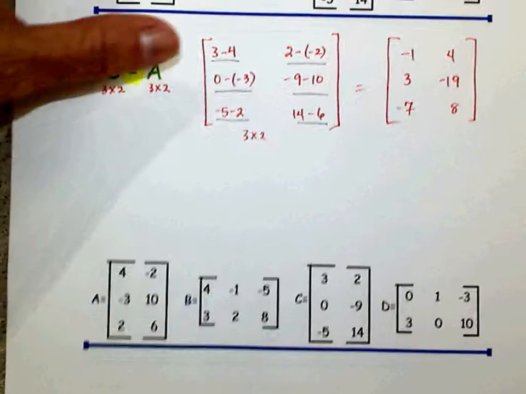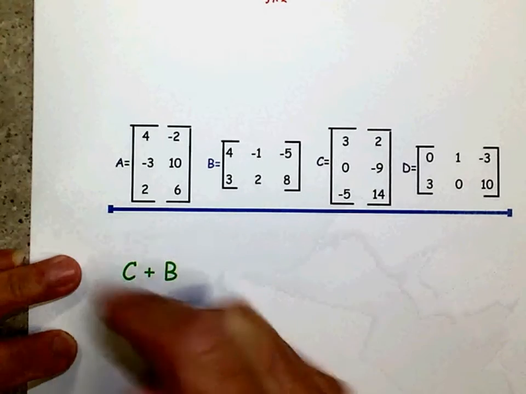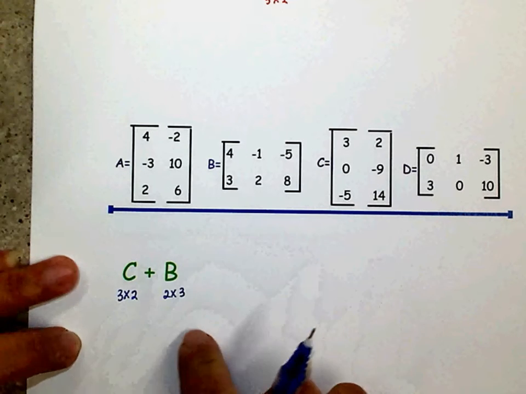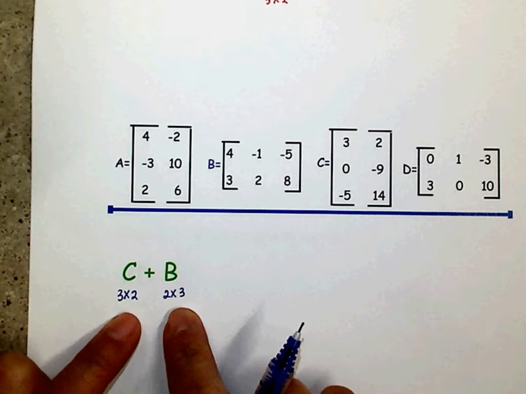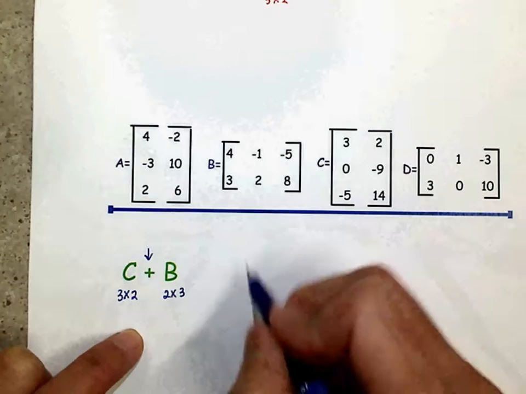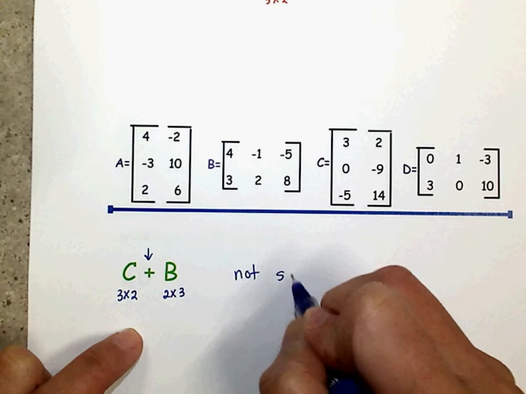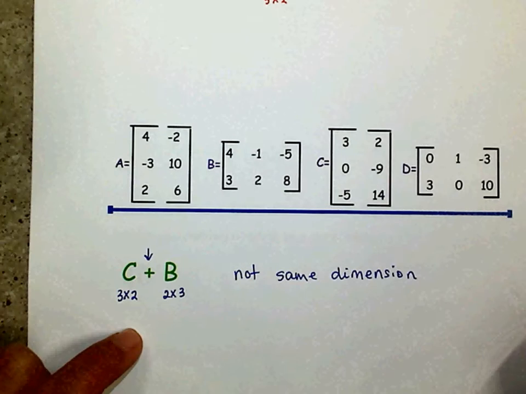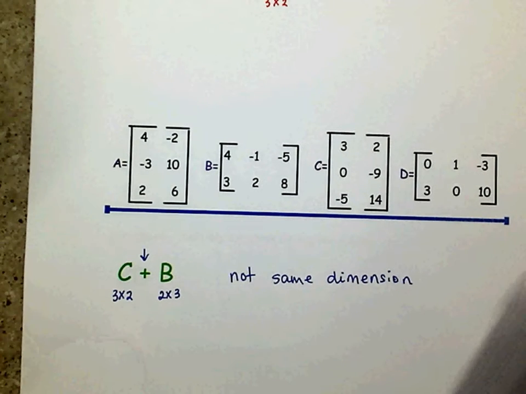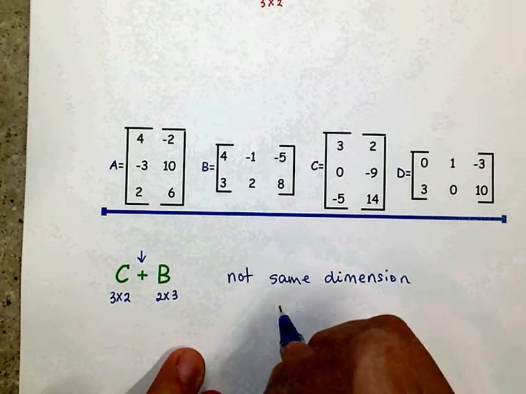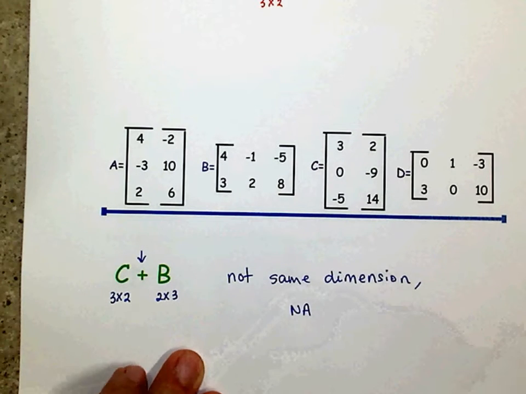Next one, C. C is a 3 by 2, and B is a 2 by 3. Do these guys have the same dimensions? No. If they're not the same, you cannot add them, okay? And you can just write, not same dimension. Impossible, not applicable. You can write anything like that, but do not write no solution, and do not write zeros, okay? You can write that, you can even write NA, does not apply. That's what that means.